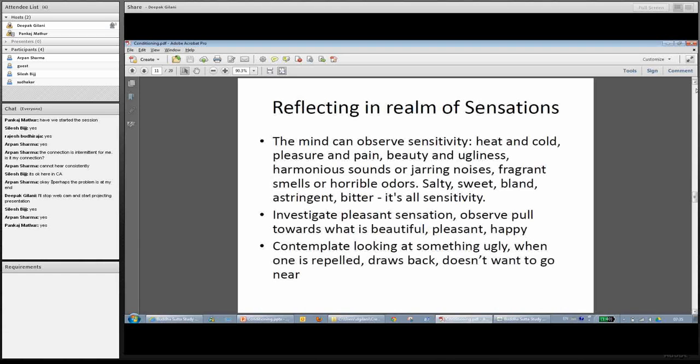So I'll move over to the next thing, and it is reflecting in the realm of sensations. As I started with, we are in this sense realm, and we are always being bombarded with external inputs, and we keep generating these sensations. We have sensations of heat or cold, pleasure, pain, and sometimes this can be more mental also, like we find something beautiful, we find something ugly, we find some harmonious sounds or some jarring sounds, some fragrance we find good, and some we find as horrible odors.